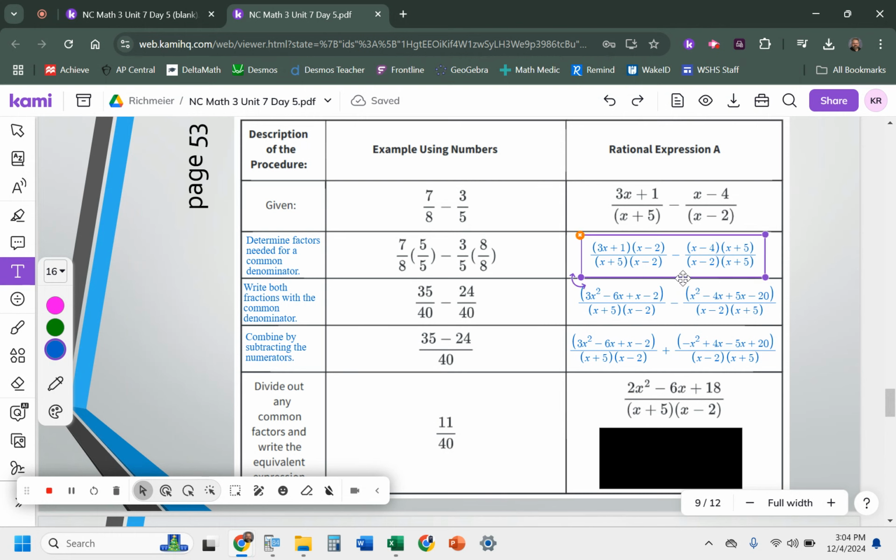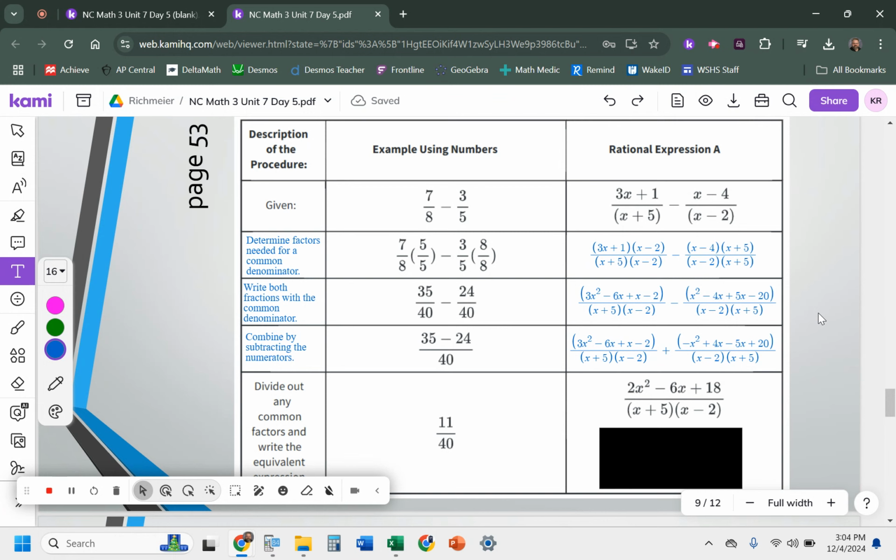In the next step, I've multiplied out those two binomials. You'll notice here I've got 4 terms because I had 2 by 2, so it gives us 4 terms. You can use a box to do this. And then we still have that subtraction in the middle. However, going to the next step, it says combine by subtracting the numerators.